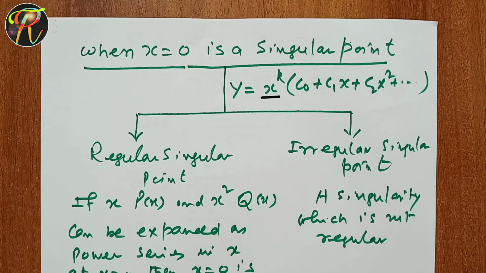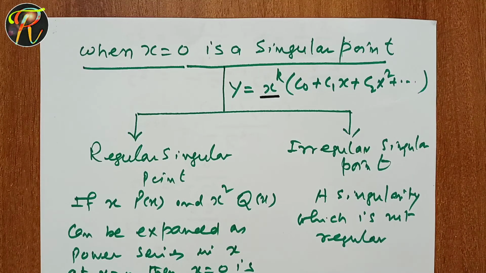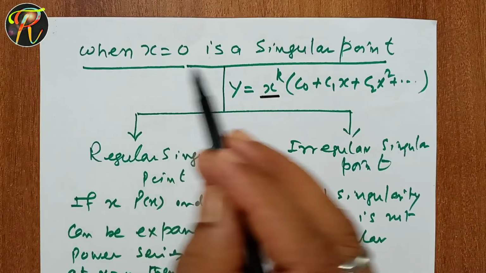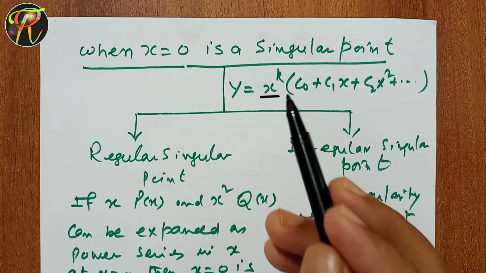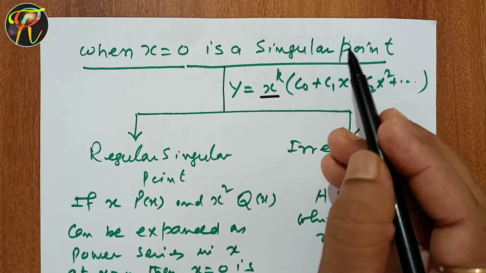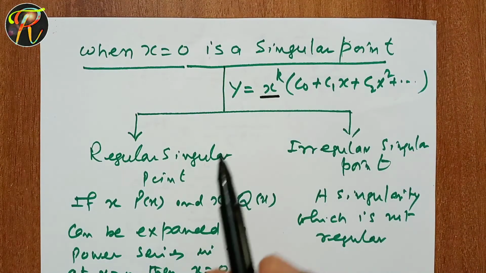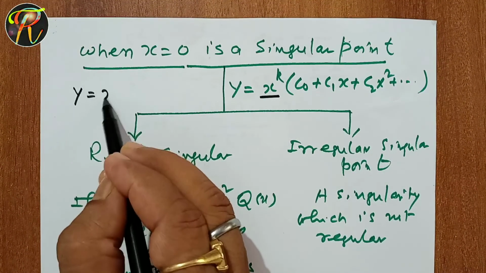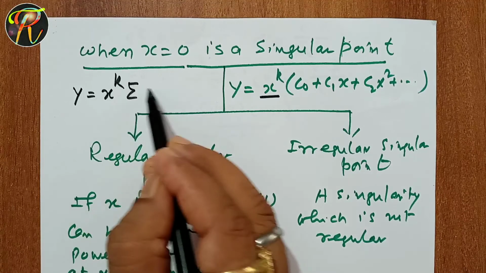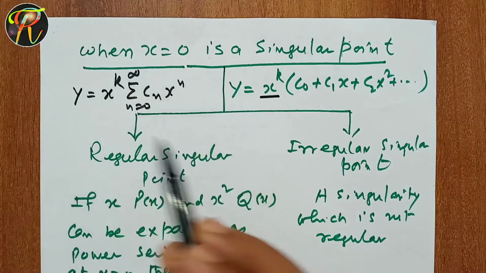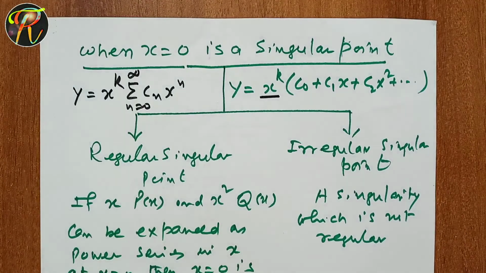So first we check our given differential equation. At x is equal to 0, if p and q are infinite, then we say x is equal to 0 is a singular point. And in this case, we will take the series of the form y is equal to x to the power k sigma cn xn. Okay, so this is the difference.